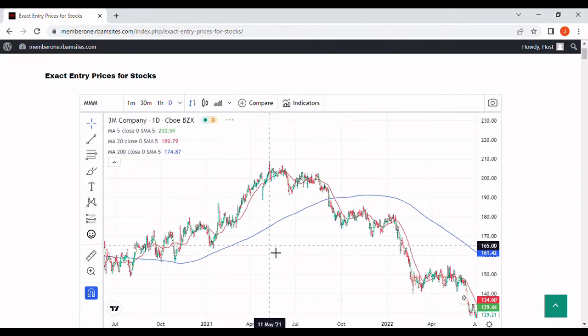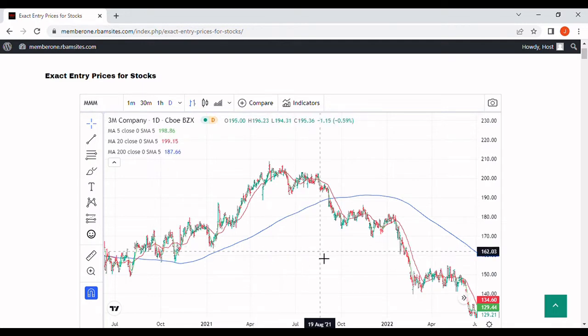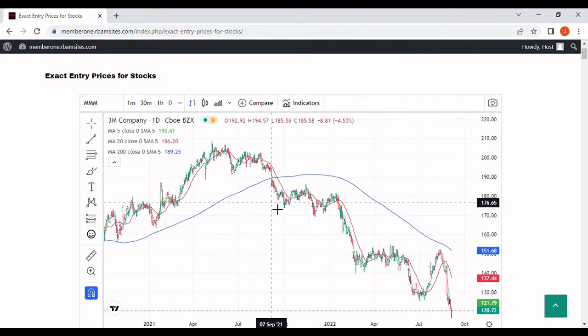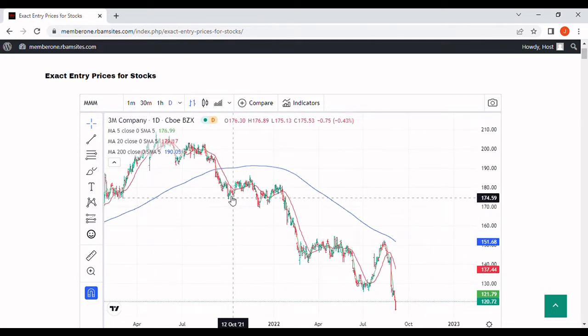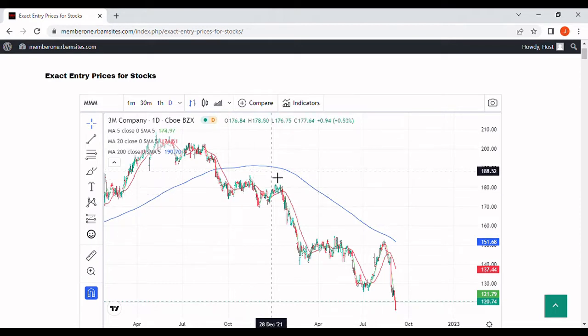We can see we made a high back here in May of 2021 of approximately $208. Came down here, tested the rising 200-day moving average, and it did not hold, so we entered a bear market here right around early September 2021. Been in a bear market ever since. You can see that it went through this 200-day before you got a significant decline in the 200-day moving average, so we went sideways for a while.